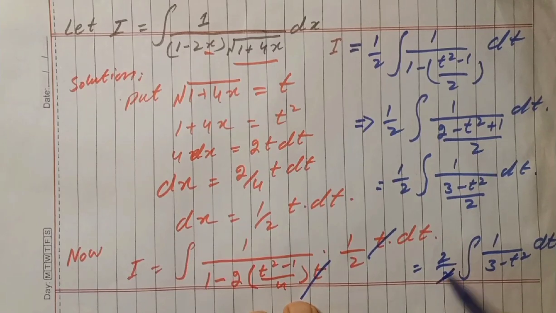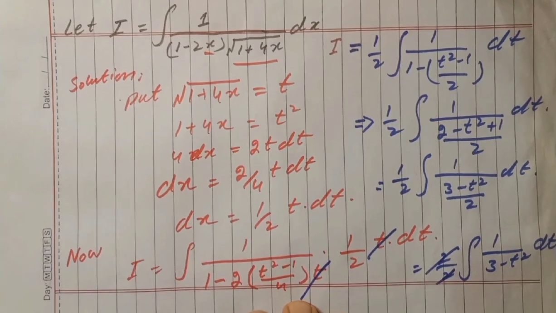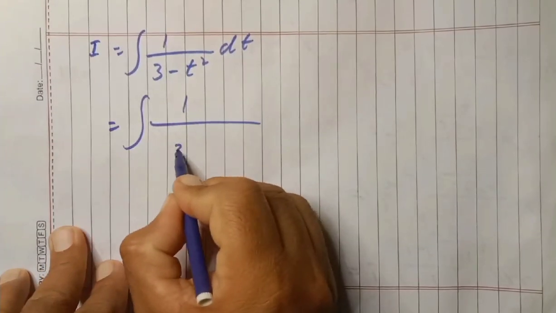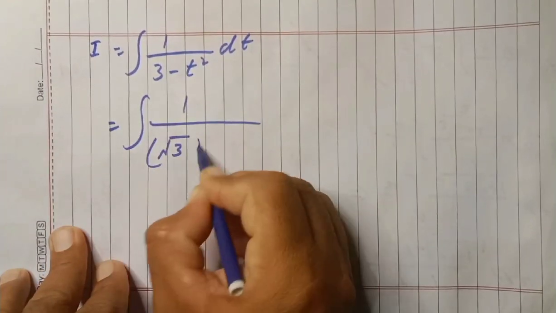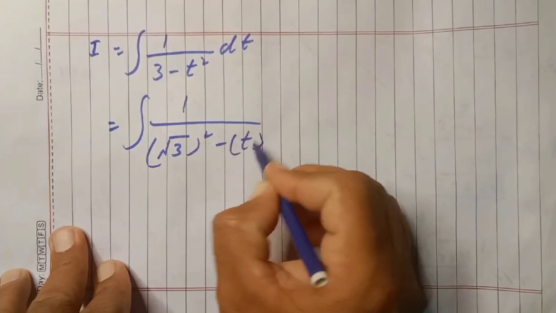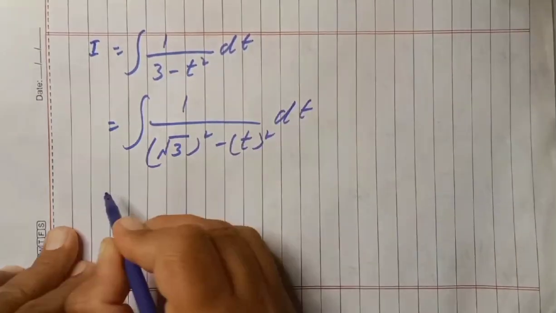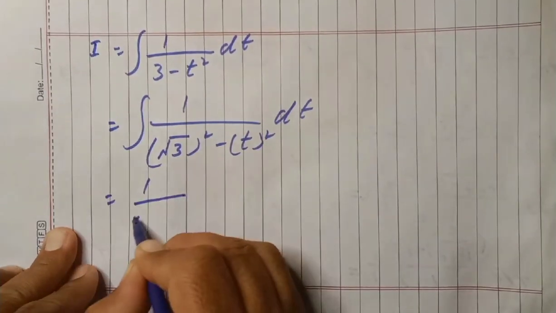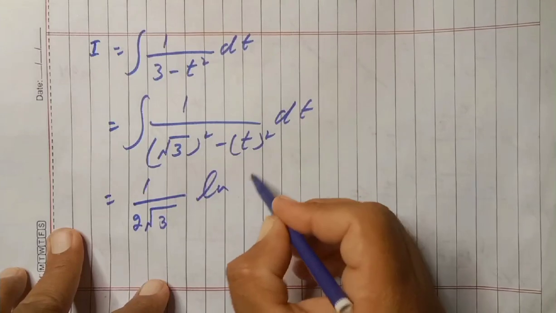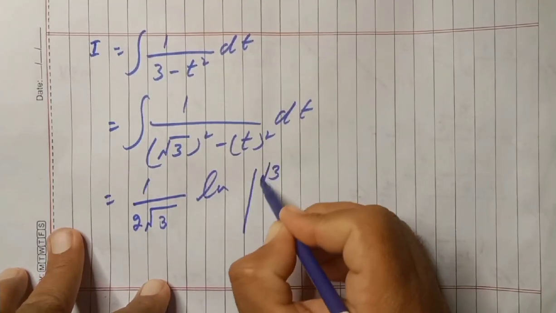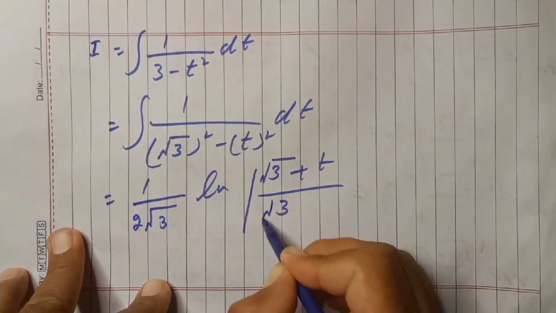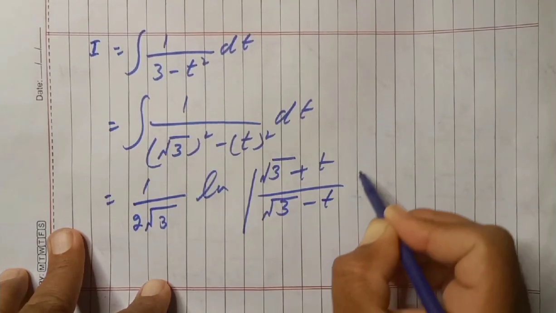Here 2 cancels with 2. Next step, integral of 1 over 3 minus t squared dt. So it is 1 over 2 root 3 natural log of (root 3 plus t) over (root 3 minus t).